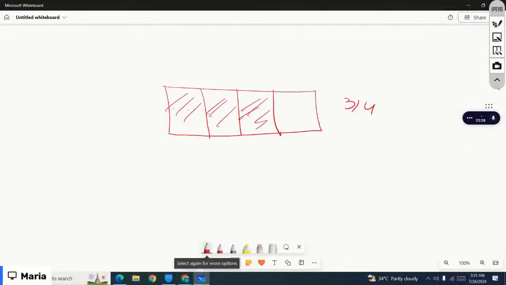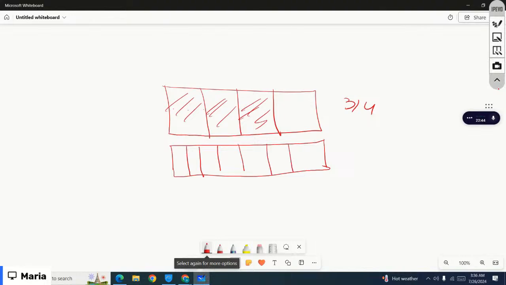Right. Now look at the 3 over 8. 1, 2, 3, 4, 5, 6, 7. 1, 2, 3. Okay, that is. Now look at the 3 over 8. That is 3 to the number line. Got it?